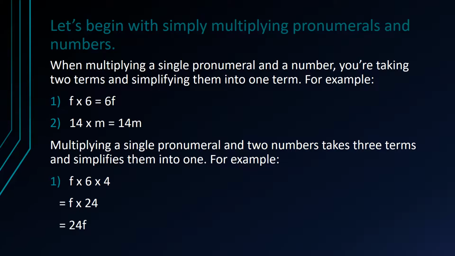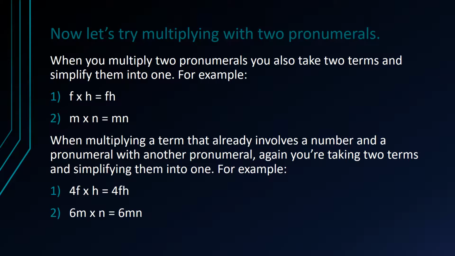Multiplying a single pronumeral and two numbers, you're taking three terms and simplifying them into one. For example, f times 6 times 4, you've essentially got two like terms there, which are both the numbers. And we know straight away that we can simplify those. So we have f times 24, and then the final step is multiplying those two together, so you end up with 24f.